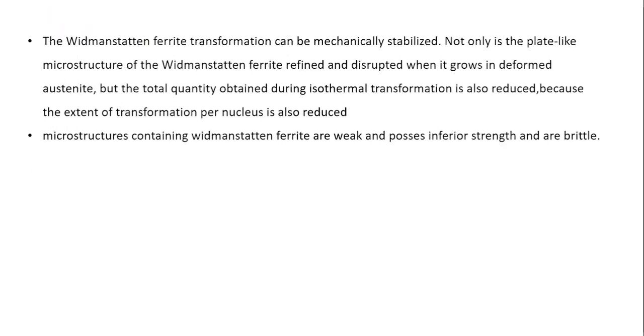The Widmanstatten ferrite transformation can be mechanically stabilized. This is again a characteristic of displacive transformation. Not only is the plate-like microstructure of Widmanstatten ferrite refined and disrupted when it grows in a deformed austenite, but the total quantity obtained during isothermal transformation is also reduced because the extent of transformation per nucleus is also reduced.